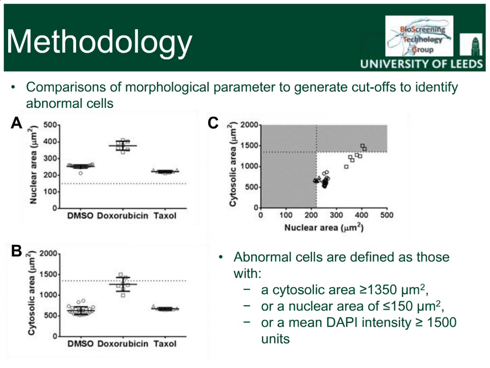Figure C shows the correlation between the nuclear and cytosolic area. The shaded areas indicate cells deemed to be abnormal. So abnormal cells have been defined as those of a cytosolic area of greater than or equal to 1,350 micrometers squared, or a nuclear area of less than 150 micrometers squared, or a mean DAPI intensity of over 1,500 units. These values may vary between cell lines, but can be easily changed in the assay.